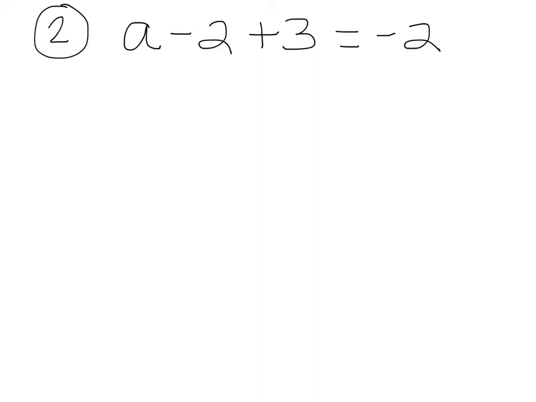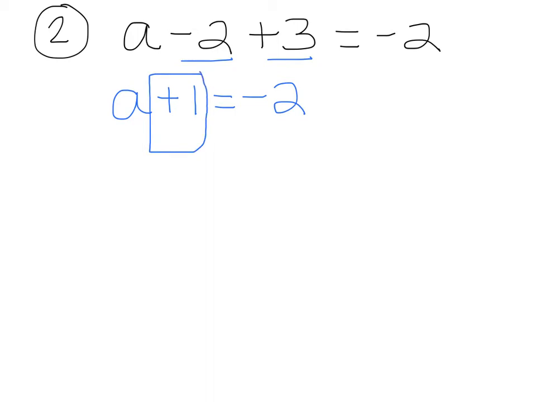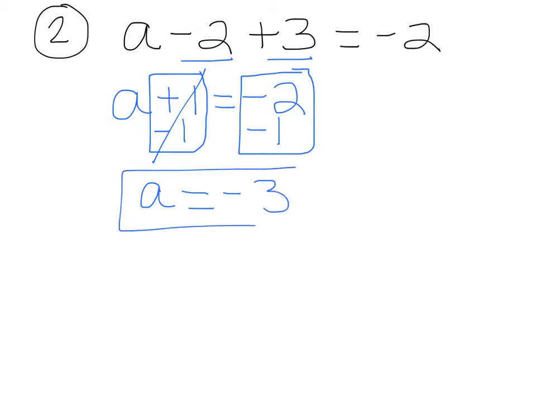We don't have any parentheses here, so the first thing I need to do is combine like terms. And here I can combine negative 2 and positive 3. This gives me positive 1. So I have a plus 1 equals negative 2. My variable a is by itself on one side, but I need to get my constants on the other side. So I'm going to move the positive 1 by subtracting 1. I create a zero pair on the left side, leaving me with a equals negative 3.